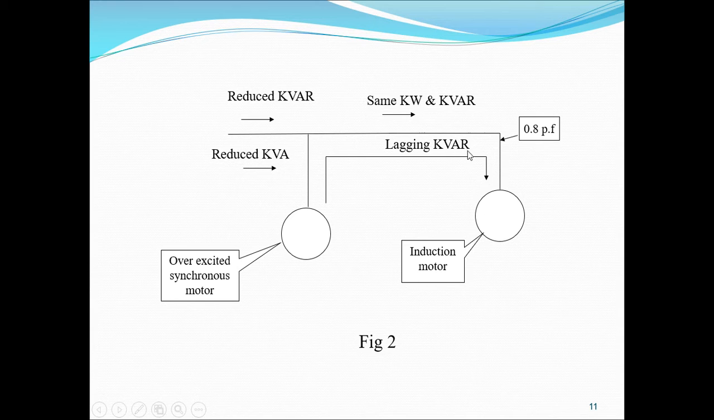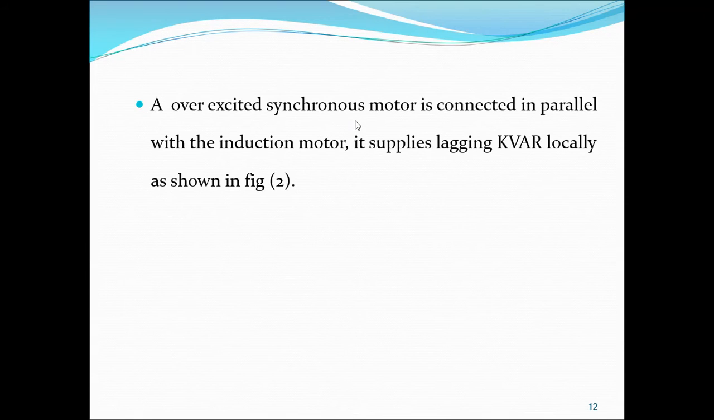Suppose for this induction motor, you connect a synchronous condenser in parallel with the bus bar as shown in the figure. Then what happens? It reduces the kVAR and kVA from the supply, as the synchronous motor is operating at a leading power factor. The overall plant power factor, including both synchronous and induction motor, is increased when we connect a synchronous motor in parallel with the bus bar. So an overexcited synchronous motor connected in parallel with the induction motor supplies the lagging kVAR only.